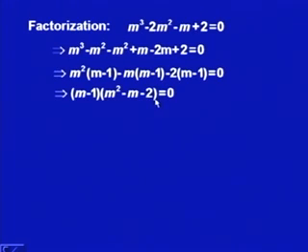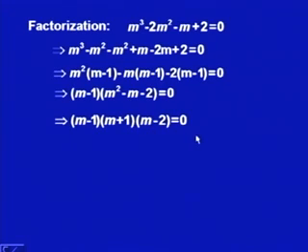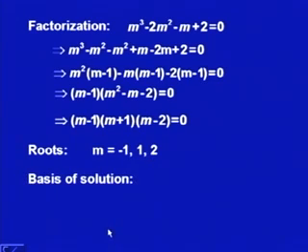Again factorizing the second term, we get m minus 1 into m plus 1 into m minus 2 is equal to 0. So, the three roots of this auxiliary equation would be minus 1, corresponding to this, 1 and 2. What will be now the three solutions, the basis of the solution?